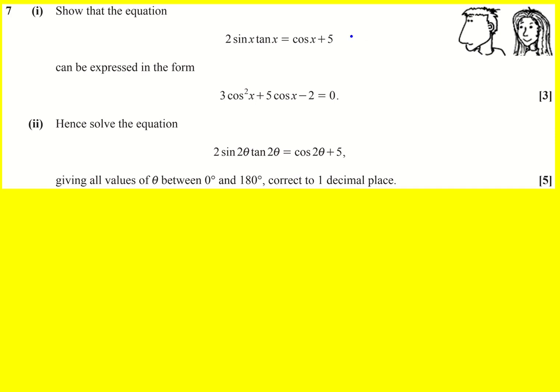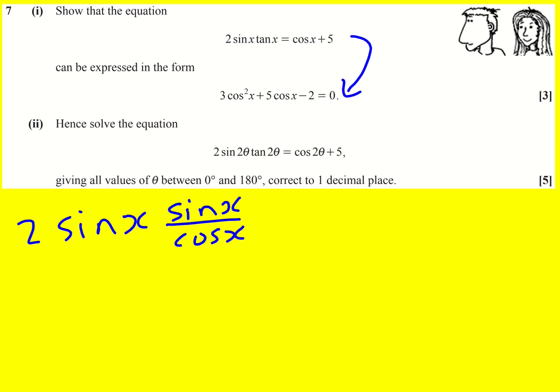So the first part wants us to go from here to here, and I think it makes sense to start with the top equation and try and simplify it as much as possible. So we've got just cosines in the bottom equation, whereas we've got sine and tan in the left-hand side of the first equation. So I think the first thing to do is get rid of the tan, because there's not that much you can do with sine x by itself. But I can use the fact that tan x is sine x divided by cos x.